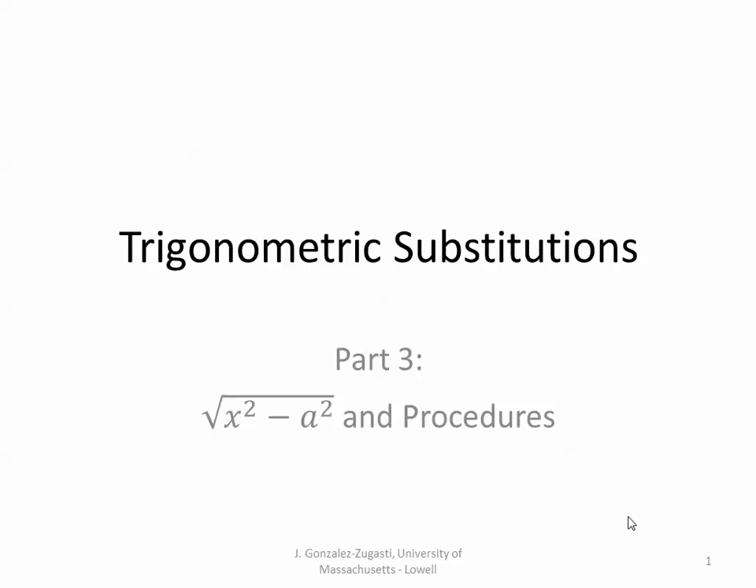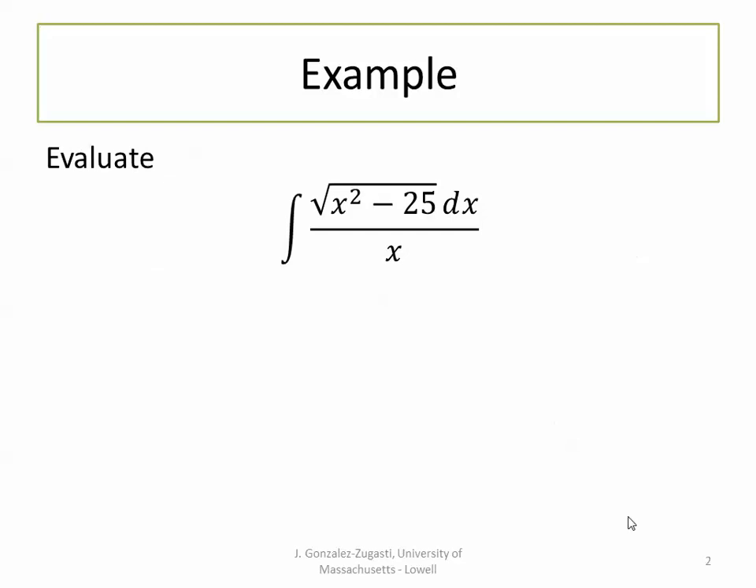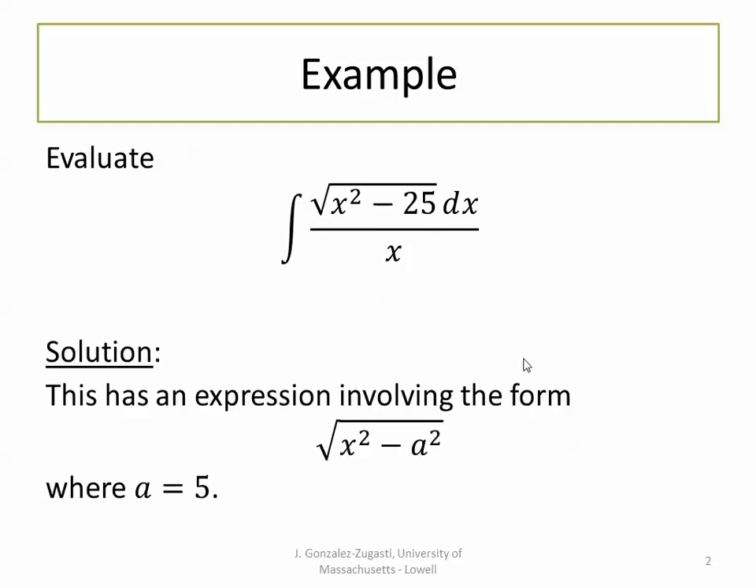Trigonometric substitutions. All right, we've seen two expressions so far. Let's look at our final expression, which is of the form the square root of x squared minus a squared. So to do this, let's evaluate the integral, the square root of x squared minus 25 all over x. So just like in all the others, we say, okay, this looks like an expression involving the form the square root of x squared minus a squared, where a is equal to 5.